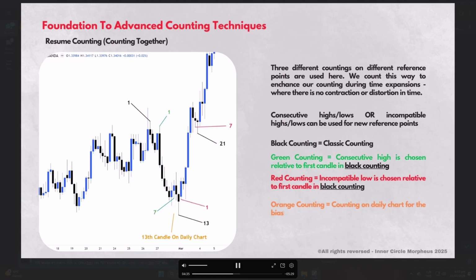Black counting is the classic counting again. Consecutive high is chosen relative to the first candle in black counting for the green ones. Incompatible low is chosen relative to the first candle in black counting for the red ones, and orange counting is the daily chart counting for the bias right here.